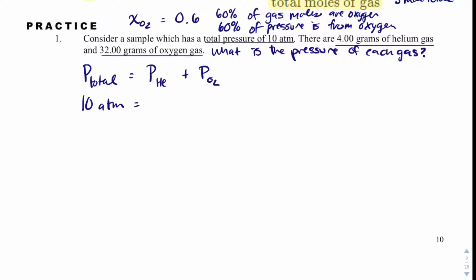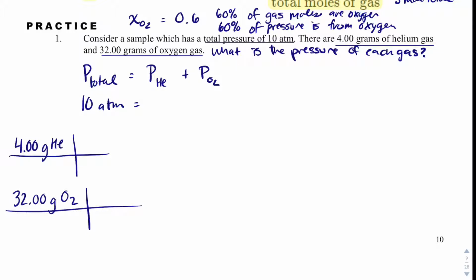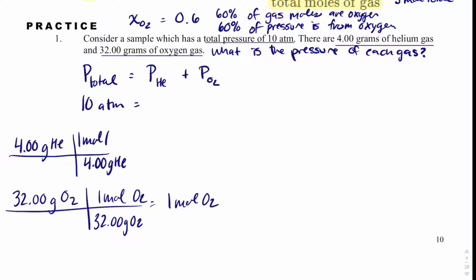A good rule of thumb in chemistry is to figure out the moles. So I'm going to take 4.00 grams of helium and 32.00 grams of oxygen. There's 32.00 grams of O2 in 1 mole of O2, so I have 1 mole of oxygen gas. And there's 4.00 grams of helium in 1 mole of helium, and so I actually have 1 mole of He.